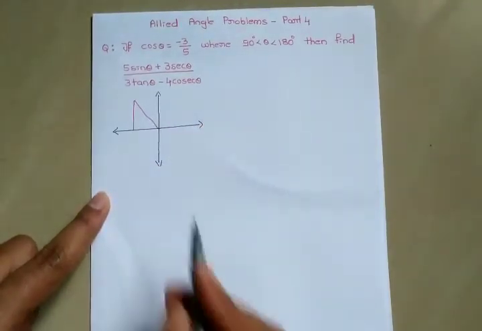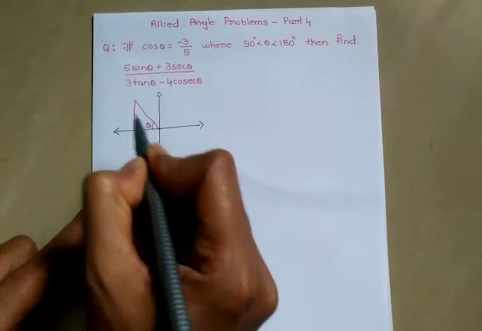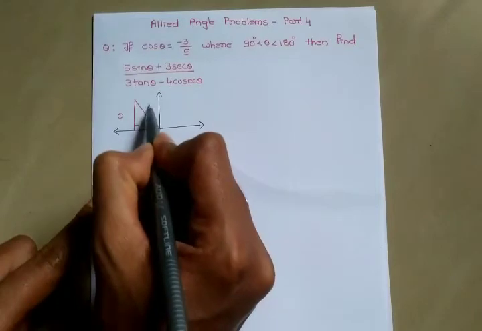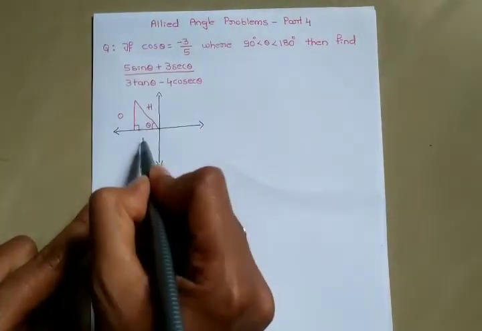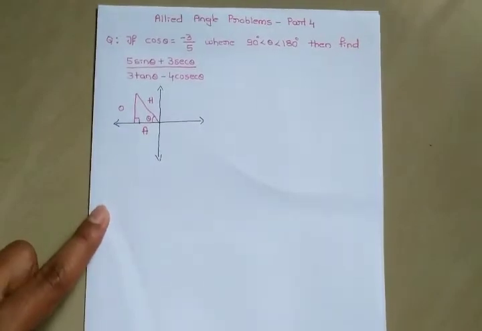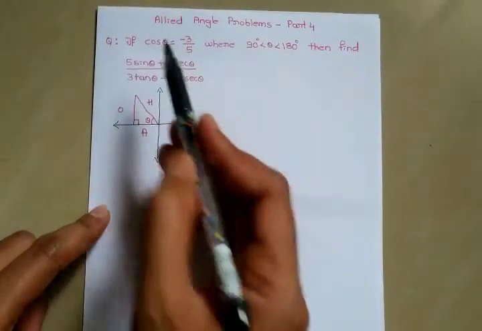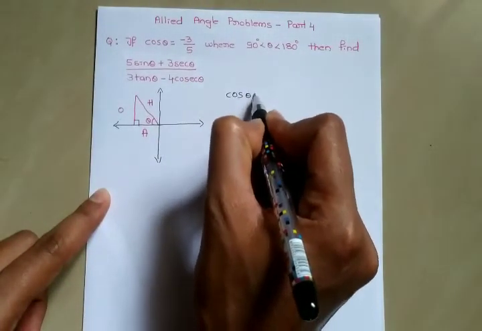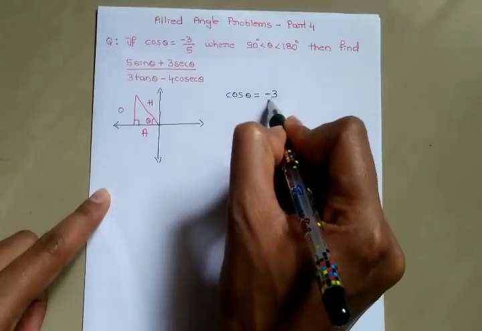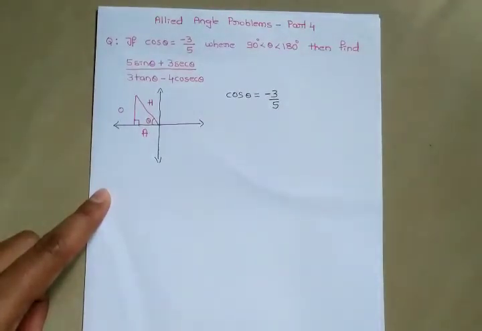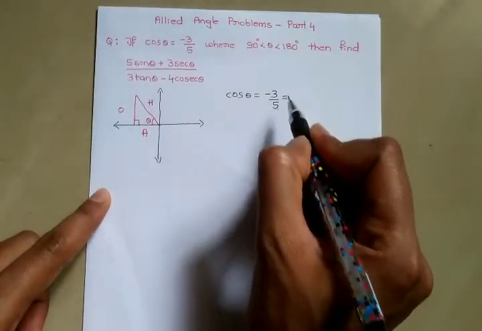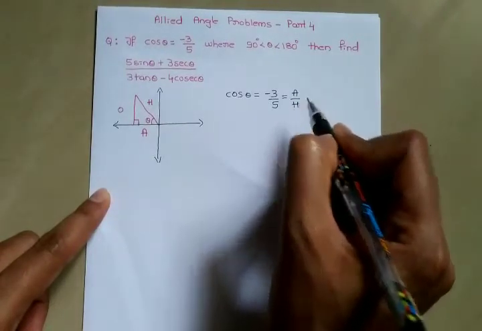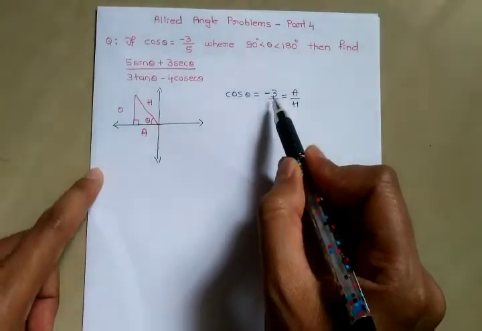So in this right angle triangle, this is the angle theta, this is the opposite side, this is 90 degrees, which means the hypotenuse side, and the remaining side is the adjacent side. Now first take this value: cos theta is equal to minus 3 divided by 5. The cos theta formula is adjacent side divided by hypotenuse side.